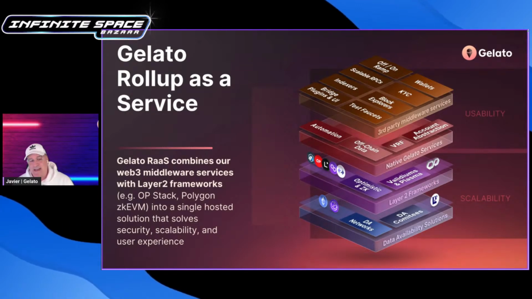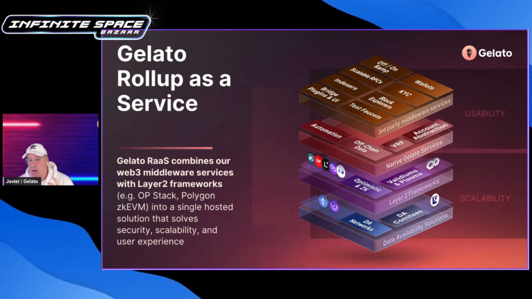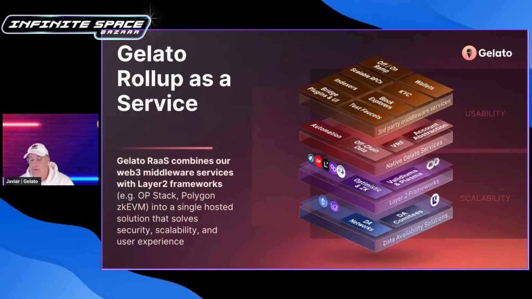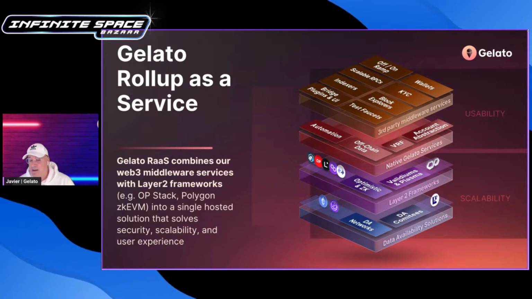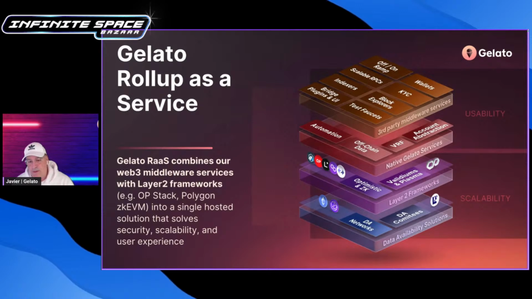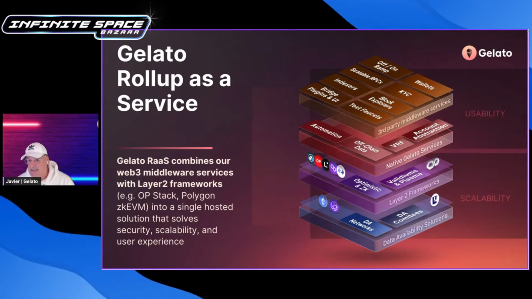Sometimes I remember back in the day when someone asked me why your customers need Gelato, and I always say that we try to solve the job that the customer has to do, and in this case the job of the customer is to have the protocol with the best infrastructure and on the best blockchain possible. So that's why we launched last year the Gelato Rollup as a Service, where we have different tech stacks like Optimism, Polygon, Arbitrum. We have also different data availability like Celestia.